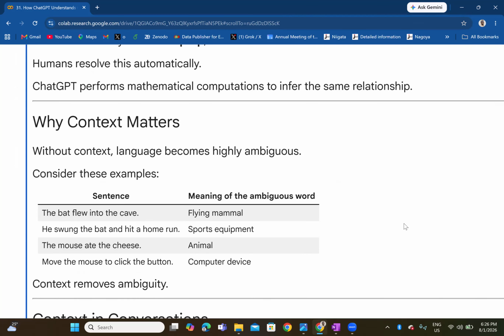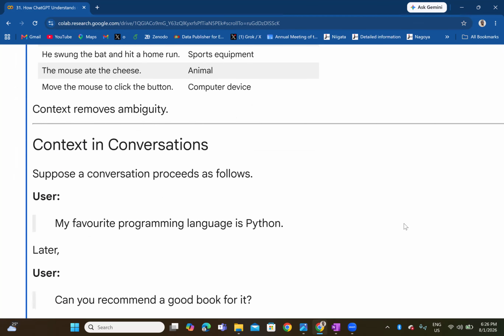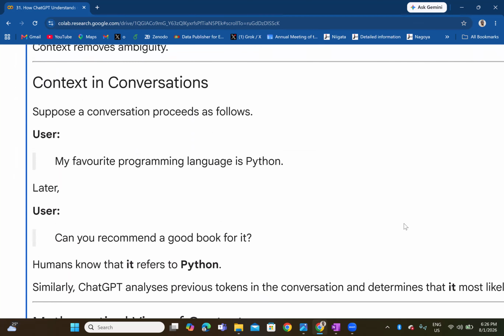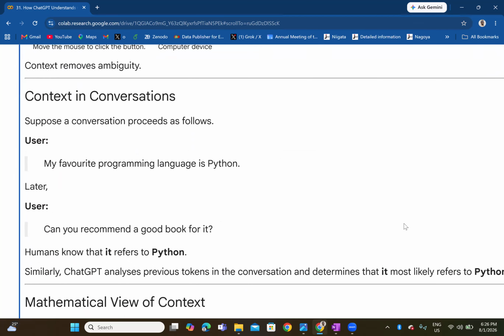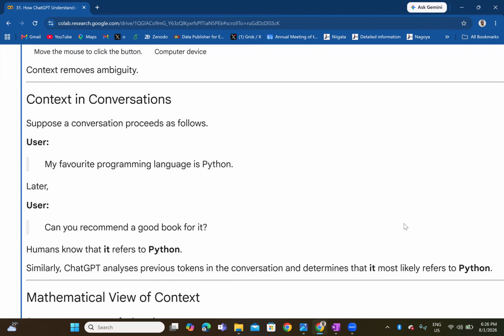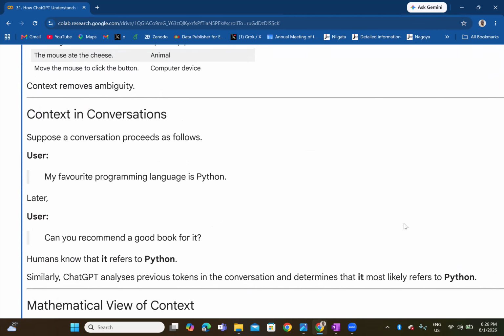That is a computer device. So context actually removes ambiguity. Now, context in conversations. Suppose the conversation proceeds as follows. The user says, "My favorite programming language is Python," and later the user says, "Can you recommend a good book for it?"